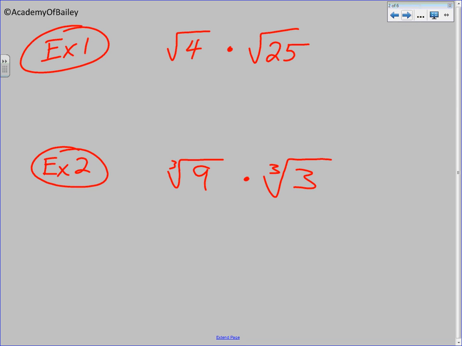Example number 1 here. It says the square root of 4 times the square root of 25, and you all are fairly capable of saying the square root of 4 is 2 and the square root of 25 is 5, and then 2 times 5 is 10.